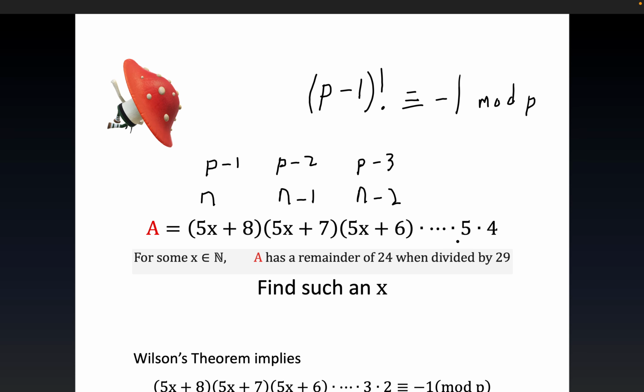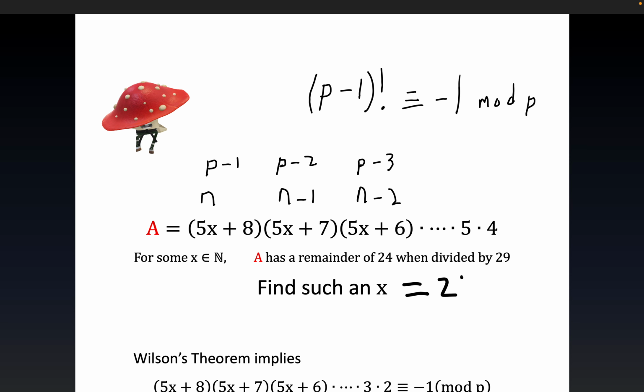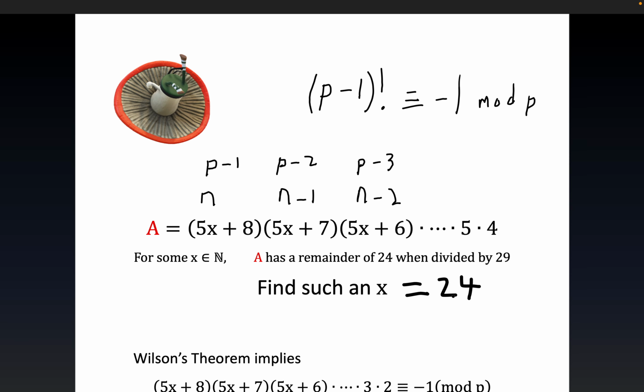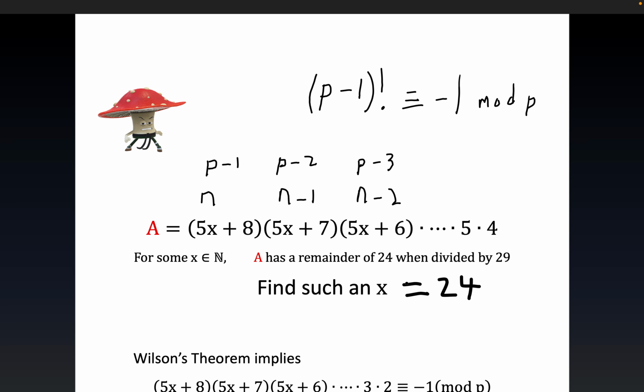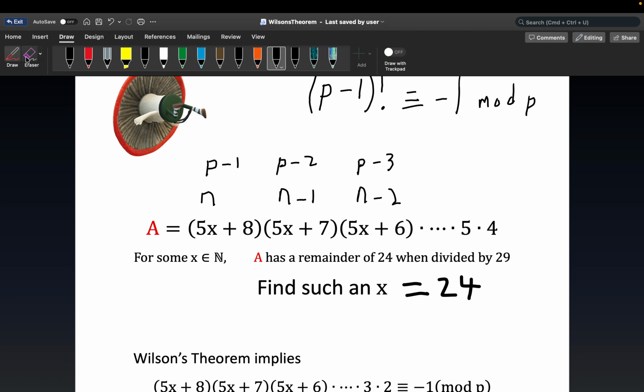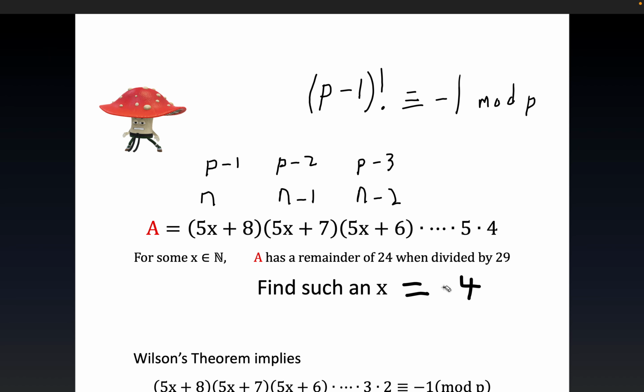It's difficult to check that by hand. You just have to trust Wilson's theorem. All right, folks, that is all. x equals, I'm going crazy. All right, let's see here. x equals 4. Such an x is x equals 4.